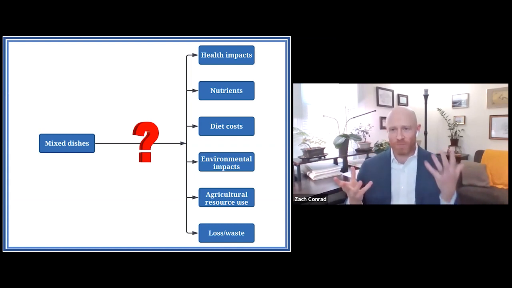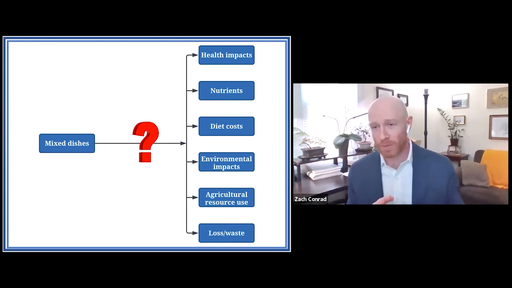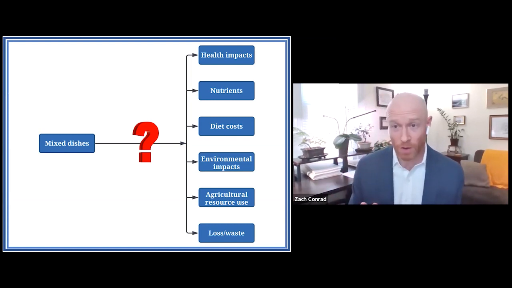So this is the question, right? How do you get from information on mixed dishes in NHANES to all of these other sustainability impacts? One, the health impacts, and we can look at that cross-sectionally or prospectively, nutrients, diet costs, environmental impacts like greenhouse gas emissions and cumulative energy demand, and agricultural resource use, like agricultural land, pesticides, fertilizers, irrigation water. And then of course, like I promised, we're going to talk about loss and waste, because that is all going to factor in prominently to all of this.